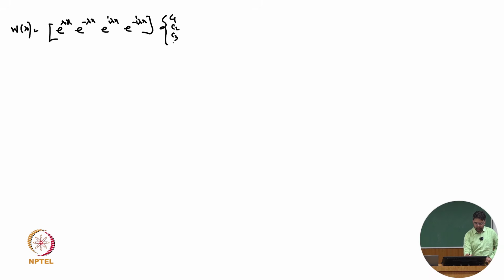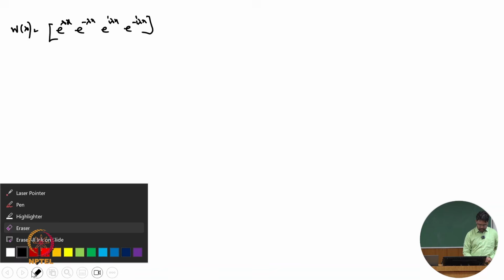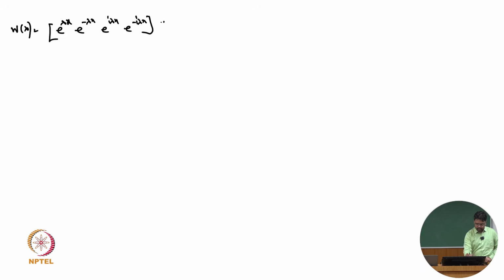So if I write W(x), that is e to the power of lambda x, e to the power of minus lambda x, e to the power of i lambda x, e to the power of minus i lambda x. Okay. I'm not writing that C so many times. Instead, I'm just writing it as C vector, so people should understand whatever is C.